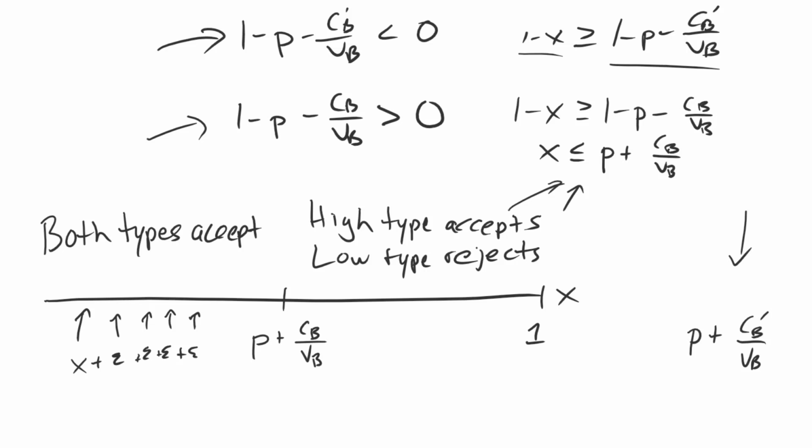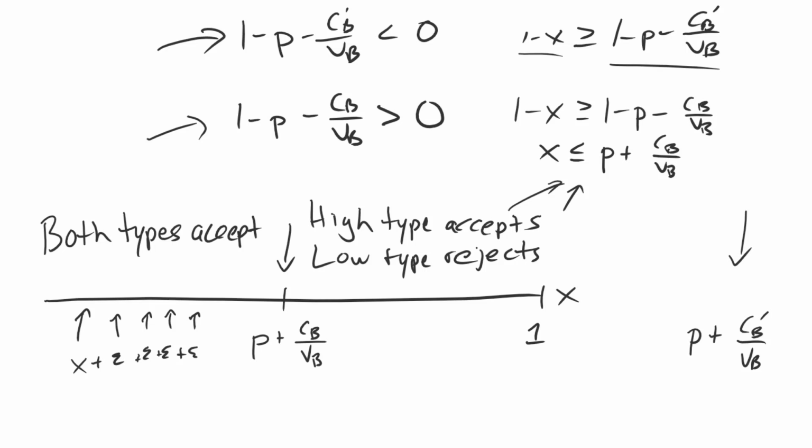So none of those sorts of demands could possibly be optimal, until you get to the cut point itself, P plus CB over VB. At that cut point, both types are still accepting. But if A tries demanding a little bit more, then B is going to reject if B is the low-cost type. So that's going to change the probability of war. That's going to make it a fundamentally different type of demand being made.